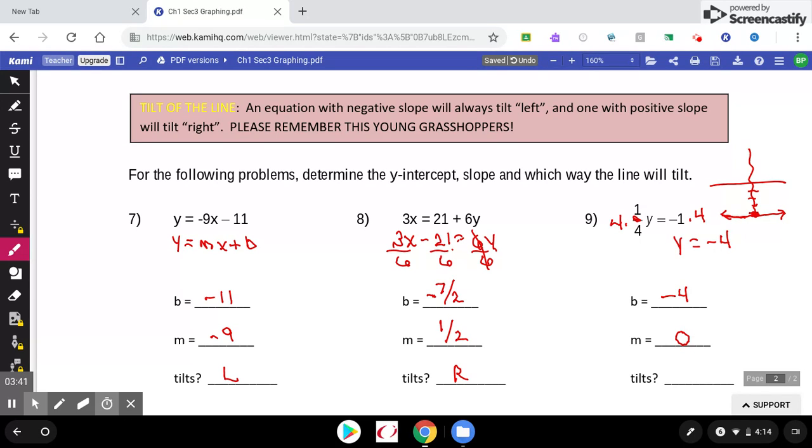And which way does it tilt? Well, it doesn't tilt left, it doesn't tilt right. If it was straight up and down, we could say it's vertical, but this one's obviously straight across. So we would refer to that guy as horizontal. But again, more importantly, back over here with these guys, you see a negative slope, it should tilt left. If you see a positive slope, it should tilt right.